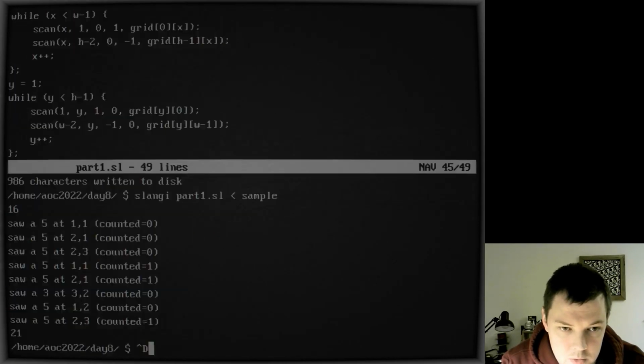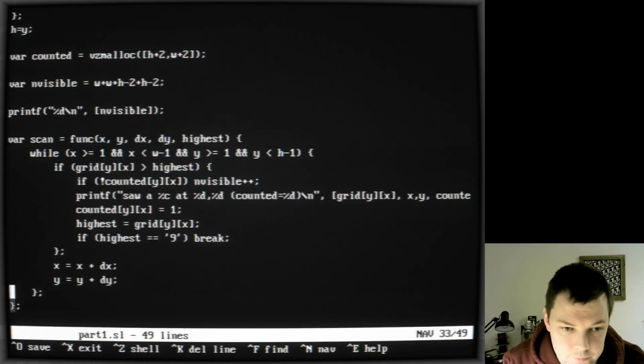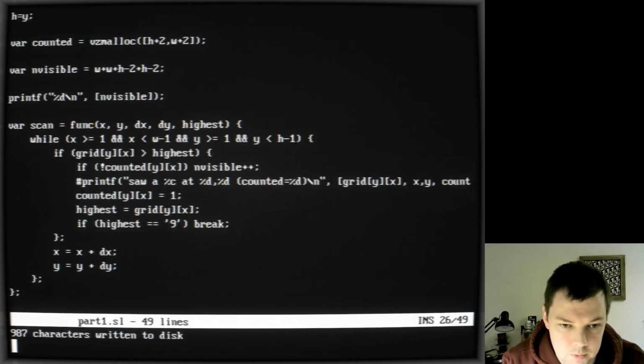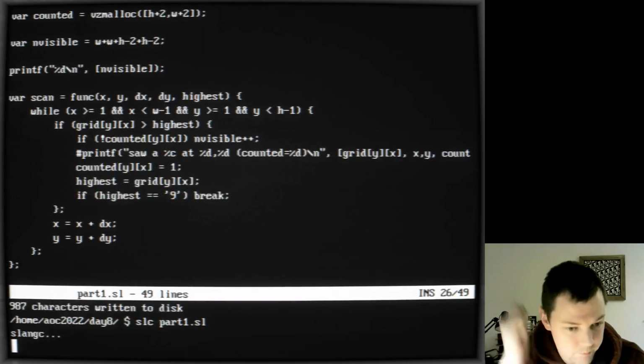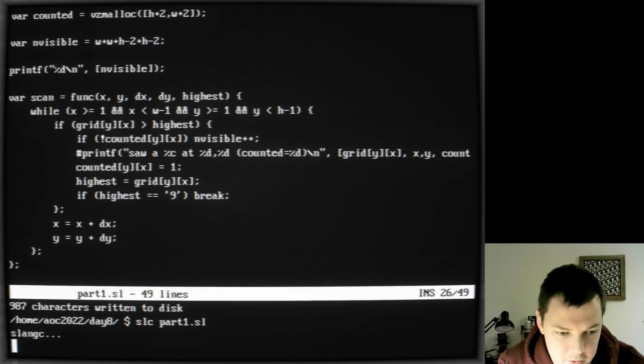Good. Now I need to compile it so that it will fit in memory on the real input.